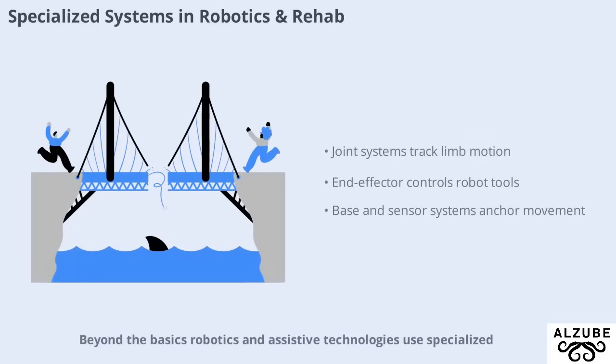Beyond the basics, robotics and assistive technologies use specialized reference systems tailored to movement and interaction. The joint articular coordinate system attaches a mini coordinate grid to each joint, making it ideal for tracking human or robot limb motion. Think of how an exoskeleton matches its movement to your elbow. The end-effector system focuses on the robot's hand or tool, allowing precise control for tasks like feeding or grasping.